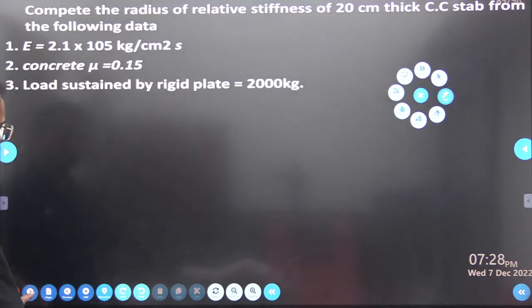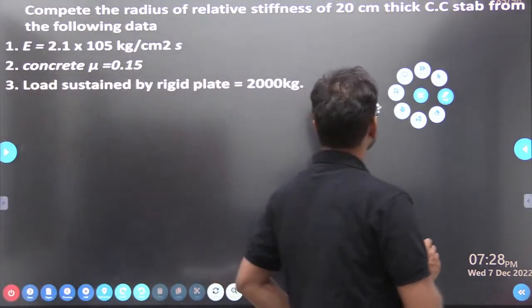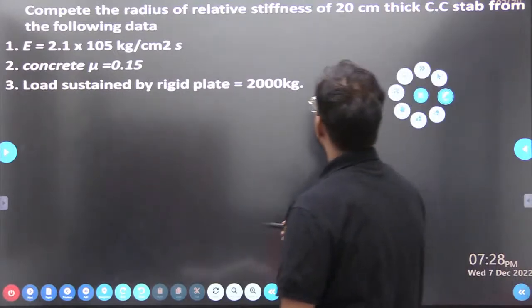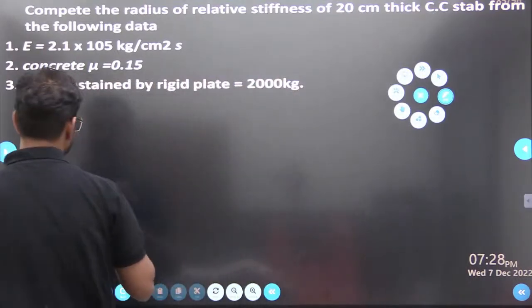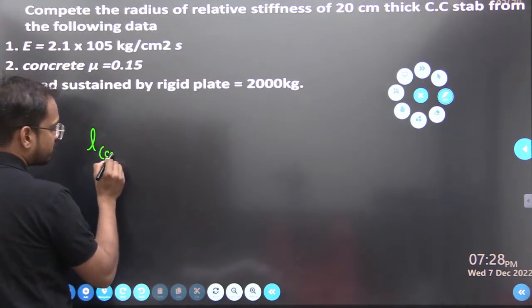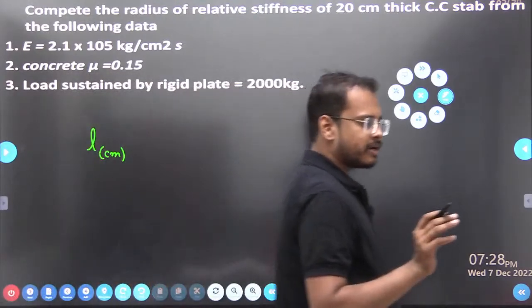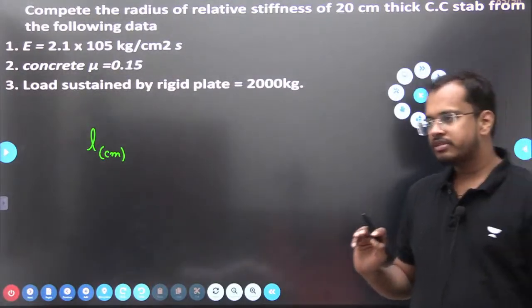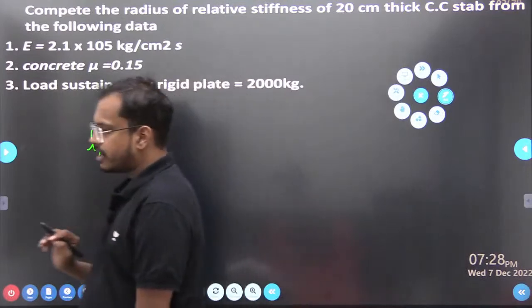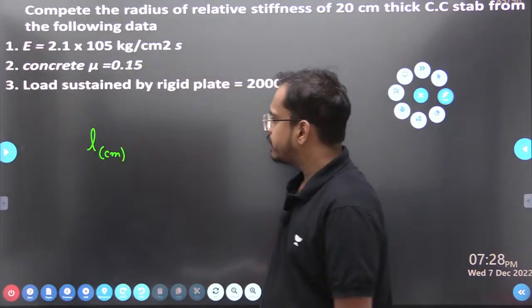Next question which I discuss: compute the radius of relative stiffness. We already know that if I am interested to calculate radius of relative stiffness, what is the formula? Radius of relative stiffness always comes out in centimeter. It is represented by a small l, and small l is in centimeter. My dear friend, please see here properly.